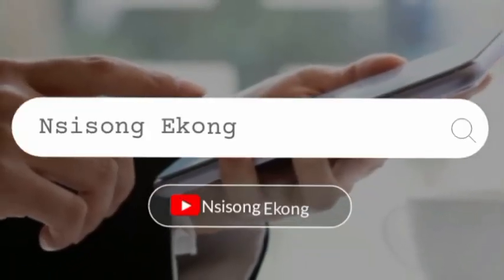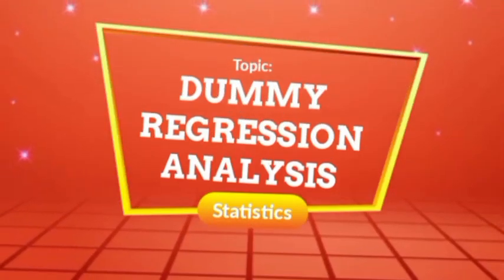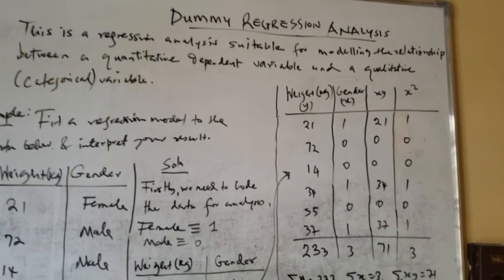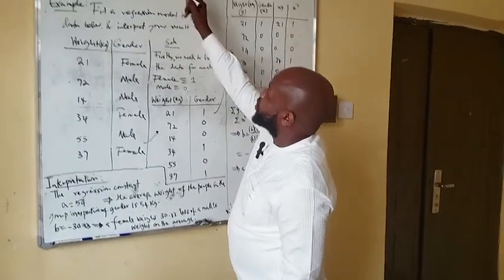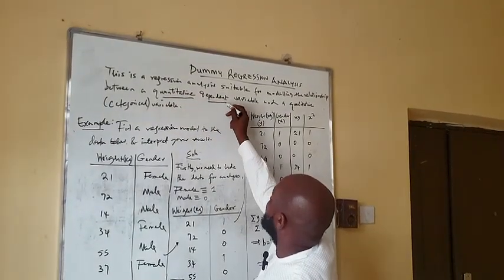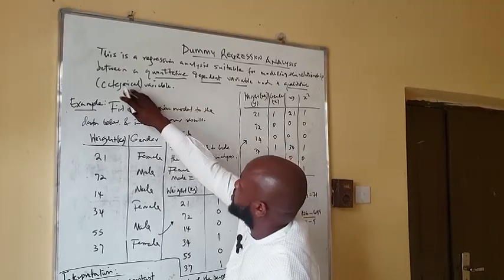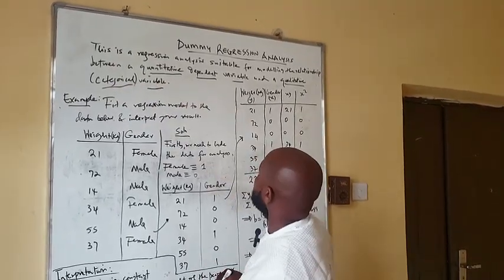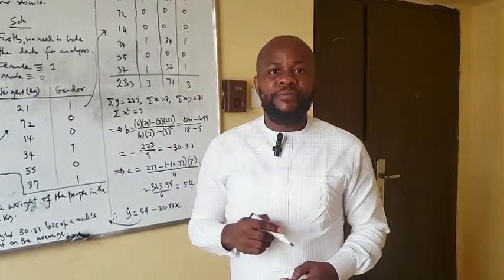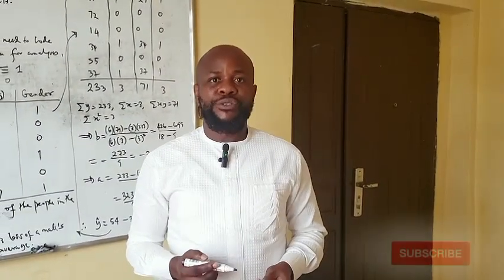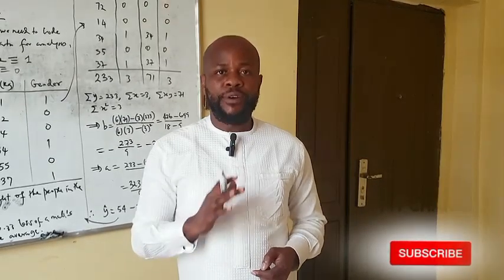Sawakong and Mathematics Appreciation. Today we'll be talking on dummy regression analysis. Dummy regression analysis is a regression analysis suitable for modeling the relationship between a quantitative dependent variable and a qualitative or categorical variable. So in this case, it means that the independent variable will be categorical in nature, will be of levels, but the dependent variable will be a quantitative or numerical variable.